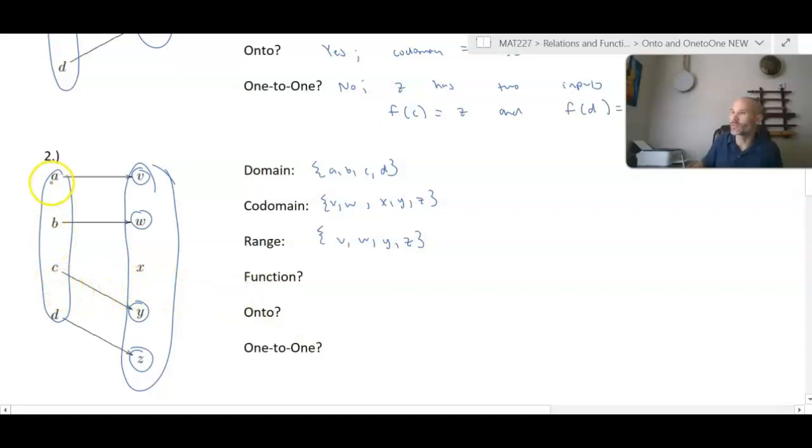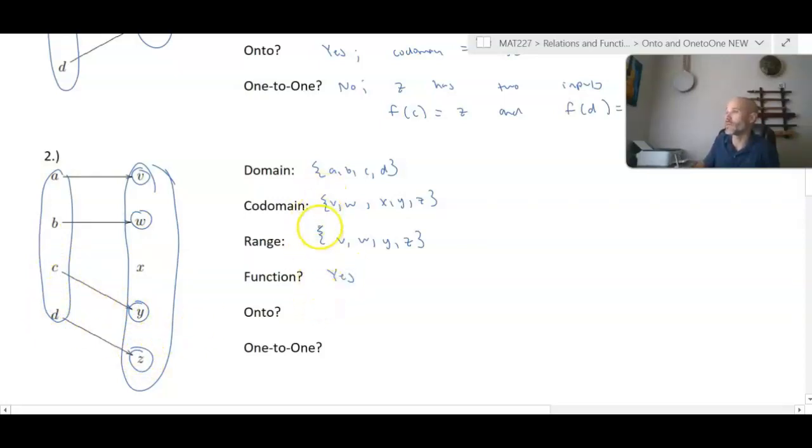Is it a function? Well, does every input have exactly one arrow coming off of it? Does every input lead to an exact output? It does, right? F of A is V, F of B is W, F of C is Y, F of D is Z. So yes, it is a function.